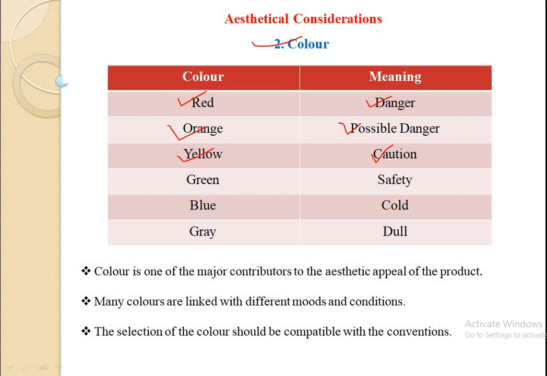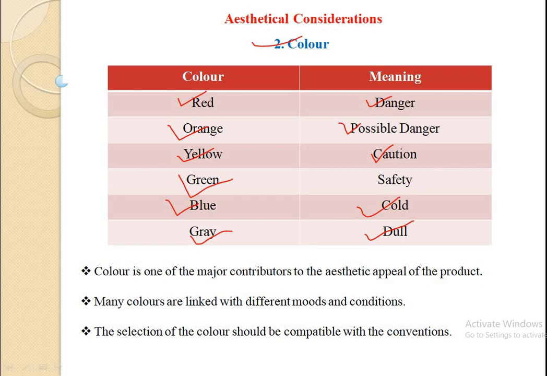We know that in food products, we also use the green and red colors to indicate whether it is pure veg or not. Next is the green. Green indicates safety, or that the parameter is safe. Now blue indicates the cold version, means it is a cold situation, and gray indicates it is a dull situation. So these kinds of color codings are used in the aesthetical considerations.